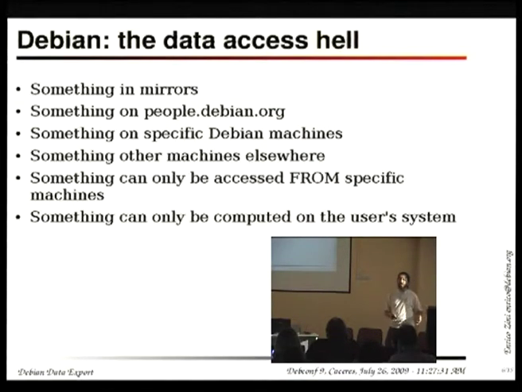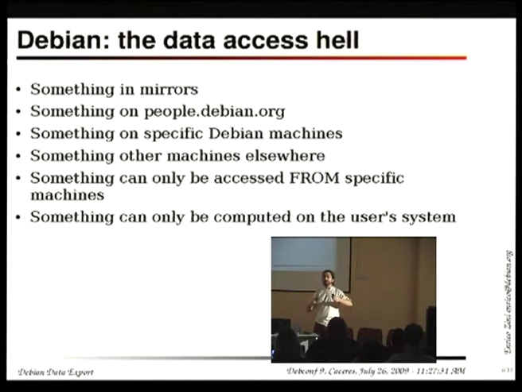Some things you can only download from the server, and some things you can actually compute on the user system to relieve servers of computational work. So obviously, if you want to know popularity information, you need to get it from the server. But if you want to know if a package is installable, you need to compute it on the user's machine to be really precise, because they may have a different sources list.